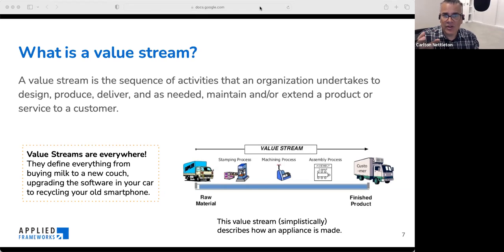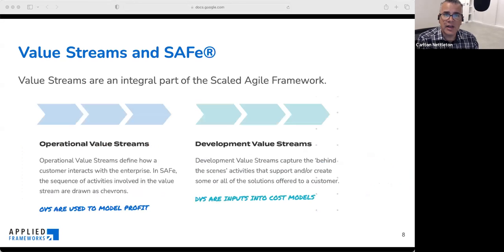Now that I've given you an idea in your mind's eye of what a value stream is, let's add a little complexity to that picture. In the world of SAFe, there are two categories of value streams: operational value streams and development value streams.